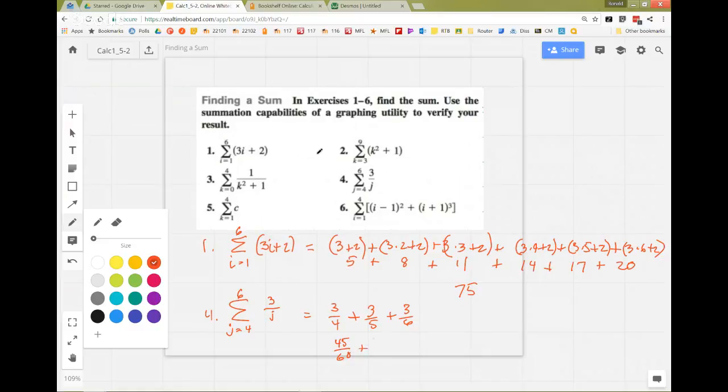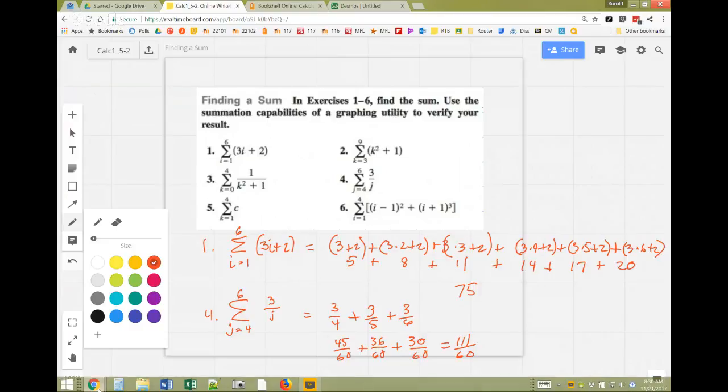plus 5 times 12. So we got to take times 12. And then times 10. And altogether, what do we have? 111 divided by 60.